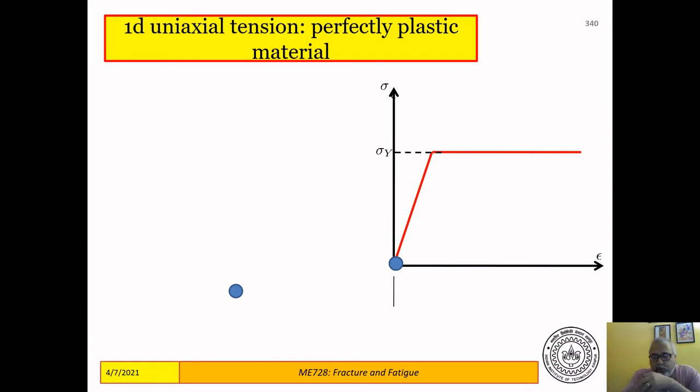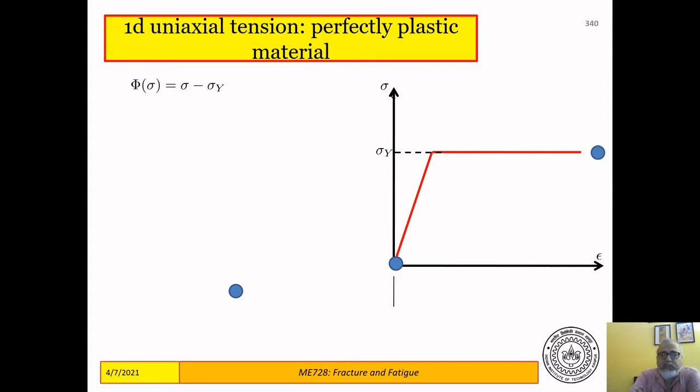So if I now perform a uniaxial test, what do I see? I start loading the material. It first goes linearly, and then since it's perfectly plastic at a stress sigma y, the stress stays constant at that value. That is, sigma y is the maximum stress that the material can bear uniaxially. It cannot take a stress which is more than sigma y.